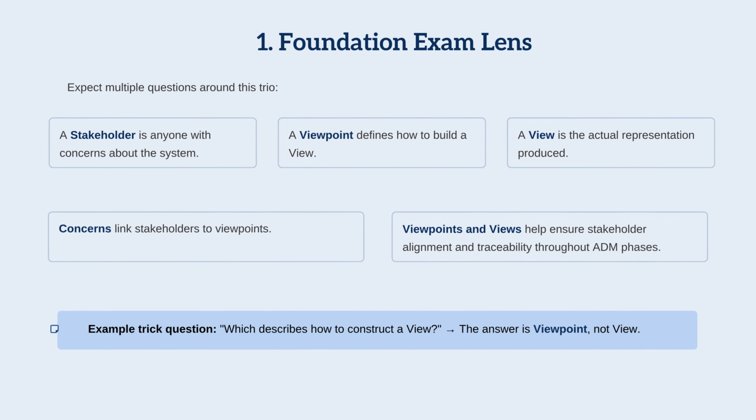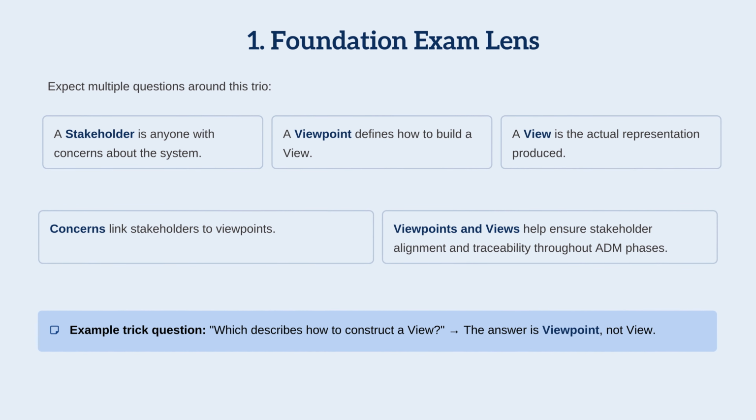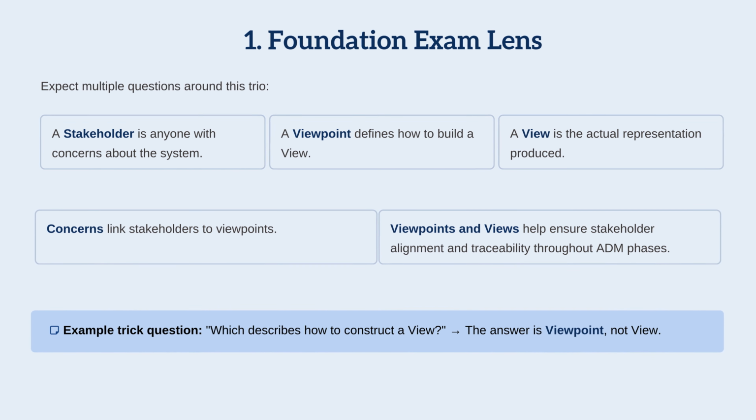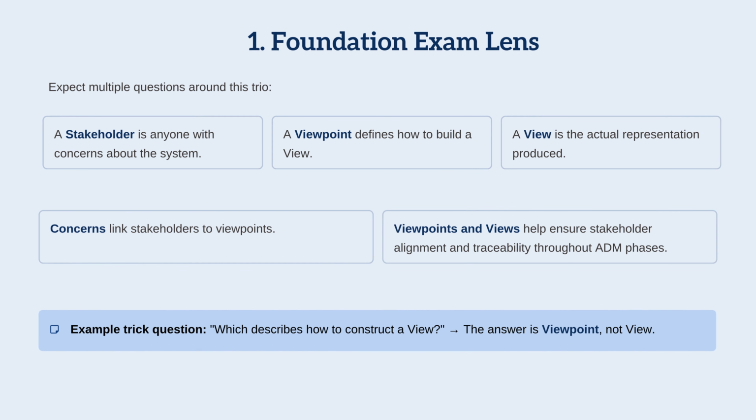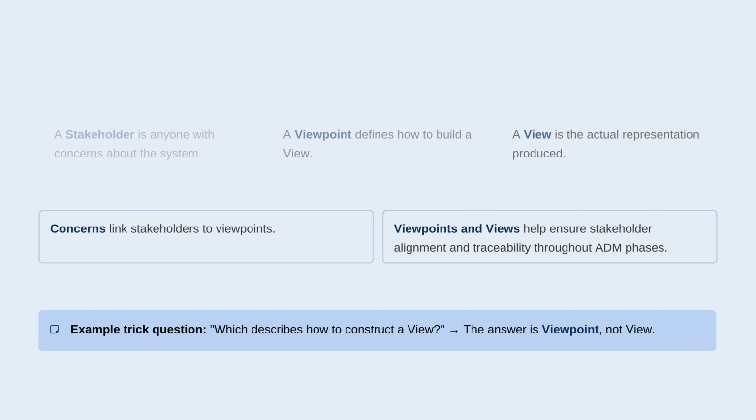Foundation Exam Lens. For your foundation exam, remember, a stakeholder has concerns about the system. A concern defines what matters to that stakeholder. A viewpoint specifies how to create a view that resolves those concerns. A view is the actual representation, the picture or model you produce. If you see a question asking which defines how to construct a view, the correct answer is always viewpoint.